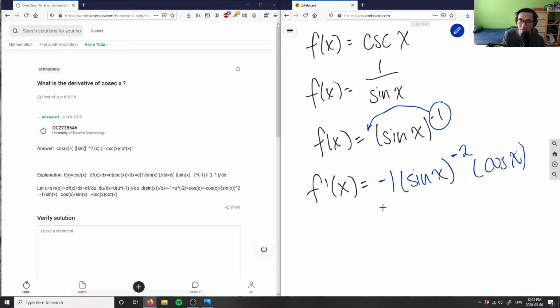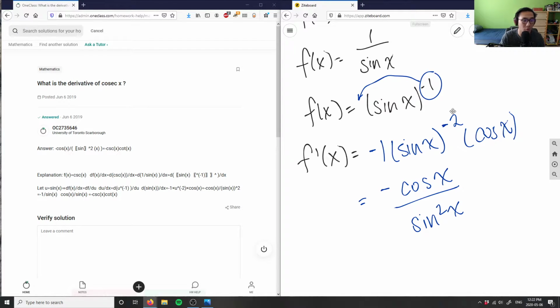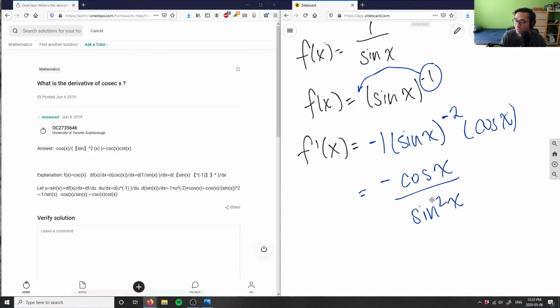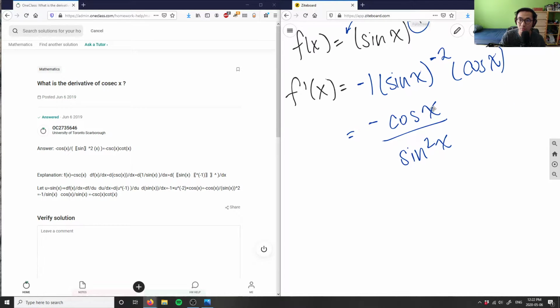So that's what we have here. And what we can do is simplify this, right? We can say that we have -1 times cosine x, or we can simply say negative cosine x. And we can simplify sine x to the -2 by simply putting sine x squared like that. Because sine x to the power of -2 is simply the reciprocal, 1 over sine squared x, right? So this here is our derivative for cosecant x.